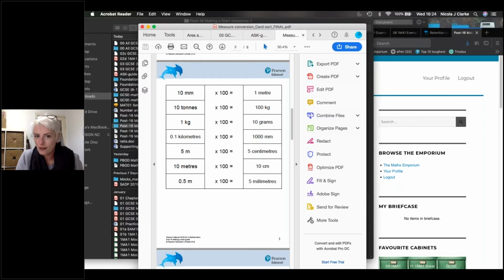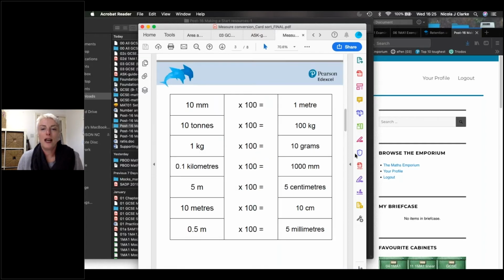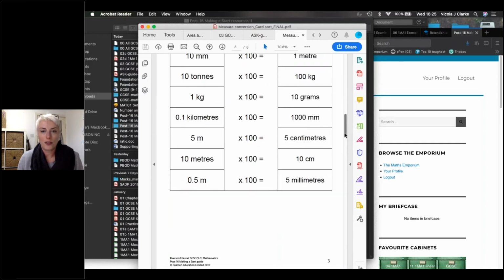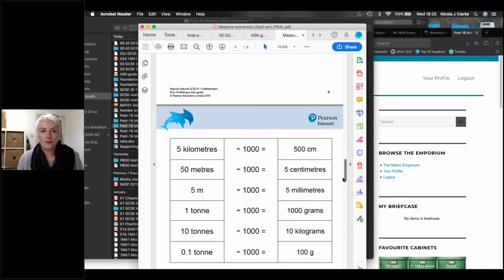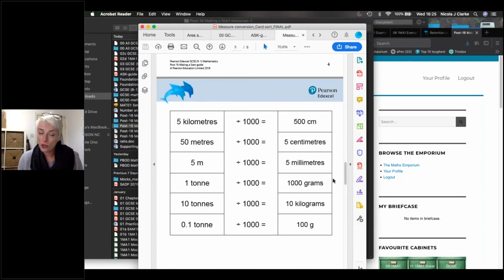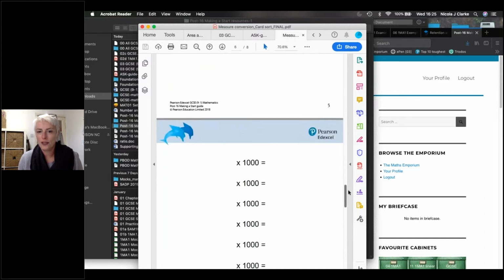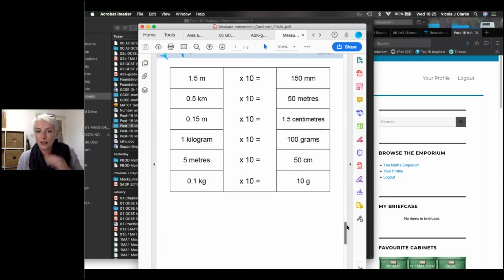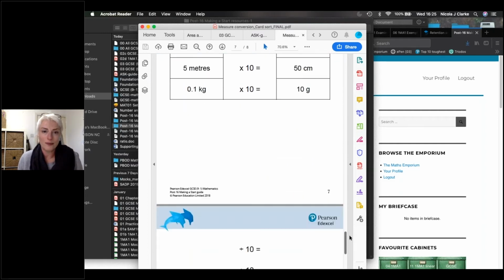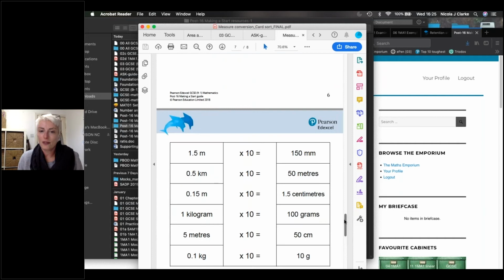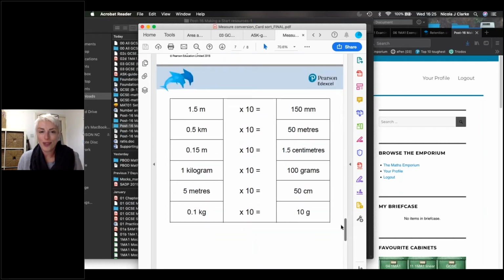These aren't set up so that they're paired up, so they do need to be pre-cut before you take them into a lesson, would be my suggestion. But it does go through by the thousands as well, not just kilometres to metres. There's some really nice twists to this, and often we get through half of it and have to go back and have another look, because the obvious ones might need a little bit more thinking about.